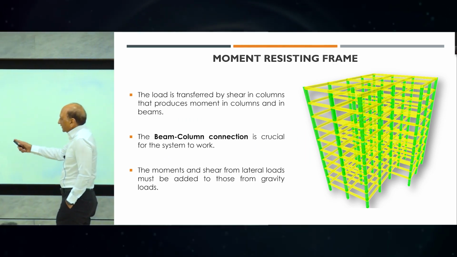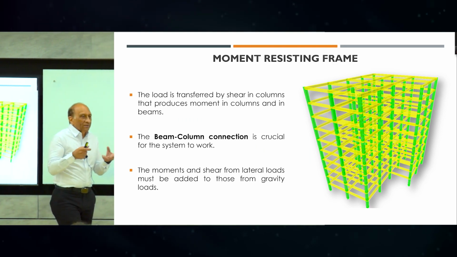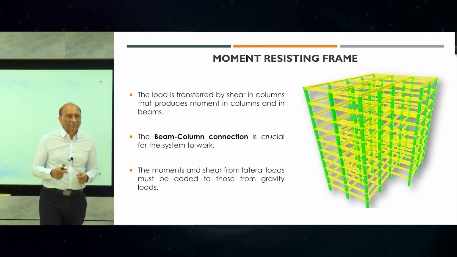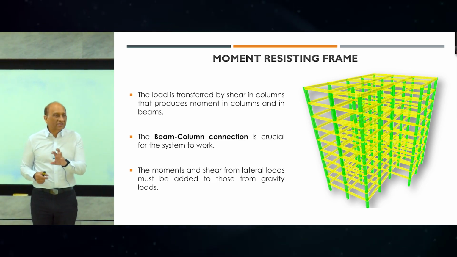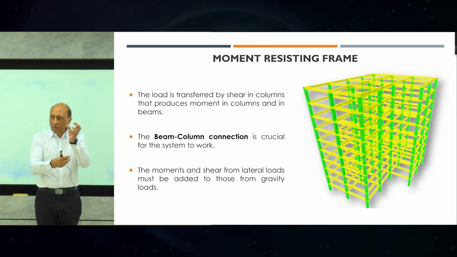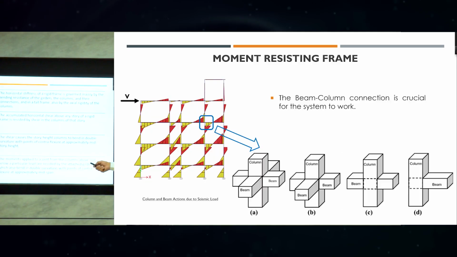So moment frame looks like that. You have columns, you have beams, and everything is based on the flexural and shear stiffness of the columns and beam and the joint. So the assumption is that the joints are rigid, and anything happening to beam can transfer to column. Anything happening to column is transferred to beam. So that is the definition. You can read about that.